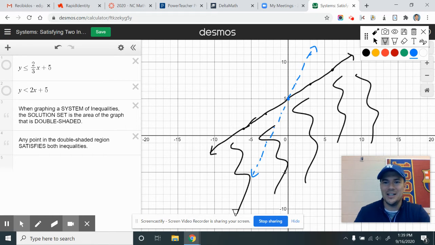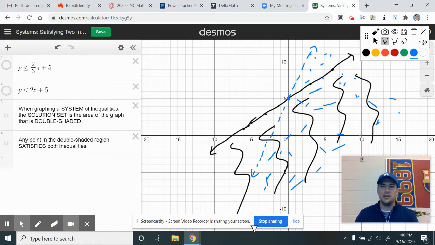This is also y is less than, so I am also going to shade. And I'm going to use dots for this one, or sprinkles. And I am going to sprinkle anything beneath the line. All right, so that's the part beneath the line. And so basically my question is, what's the solution set? Well, the solution set is anywhere that is double shaded.